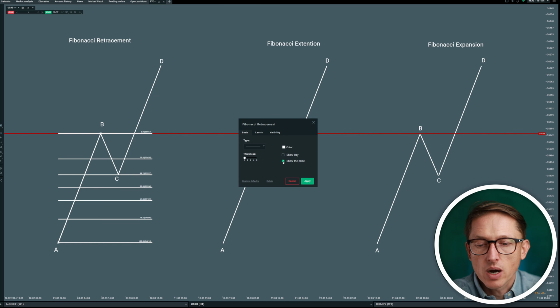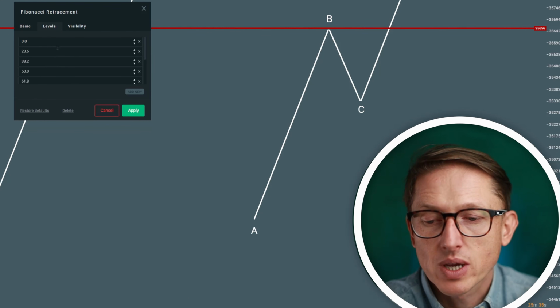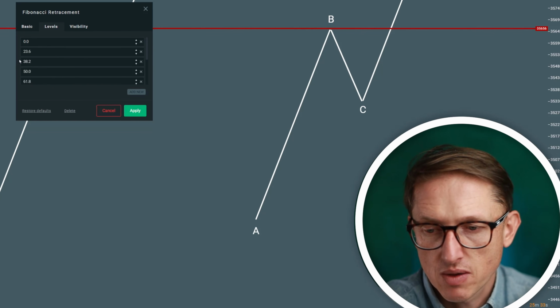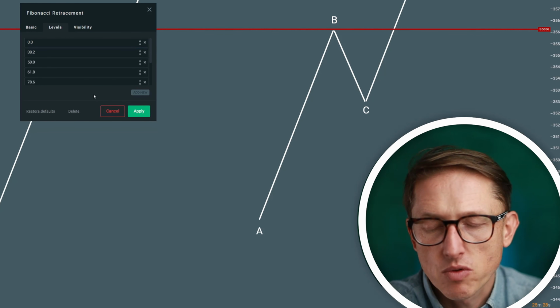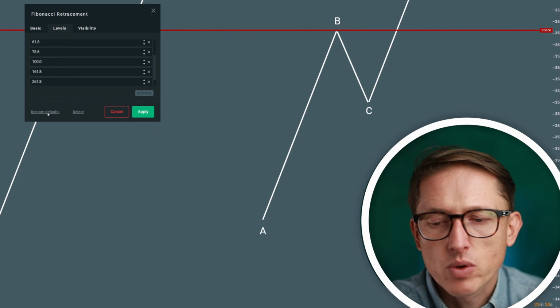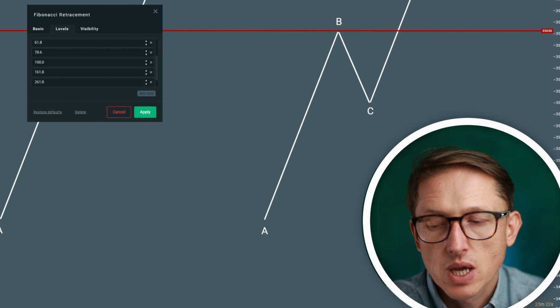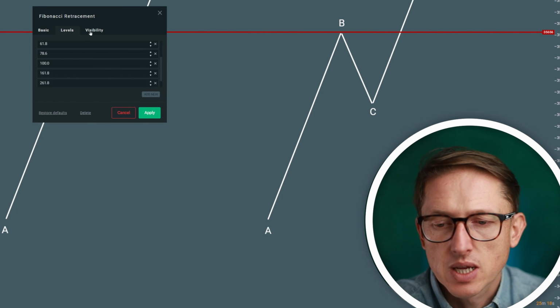And here we are. So I love to have the prices on the side. Now we have the levels. We can add or remove certain levels. So for example, if we're not interested in 23.6, we can remove it. If we ever remove something and we made a mistake, we can go to restore to defaults, and everything will be restored back to default, as the name suggests.